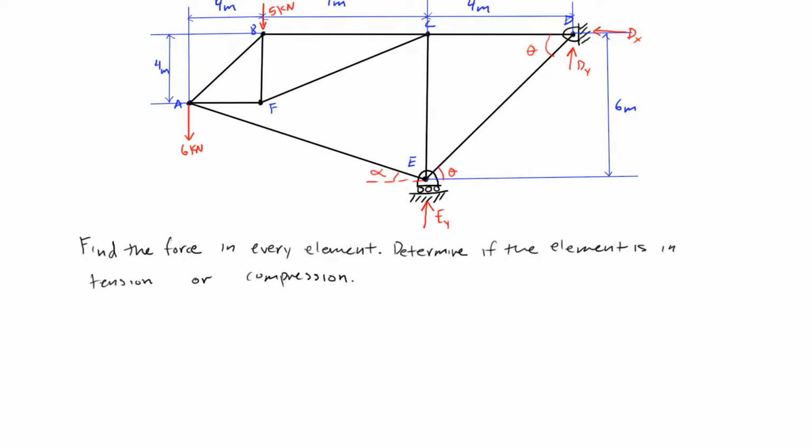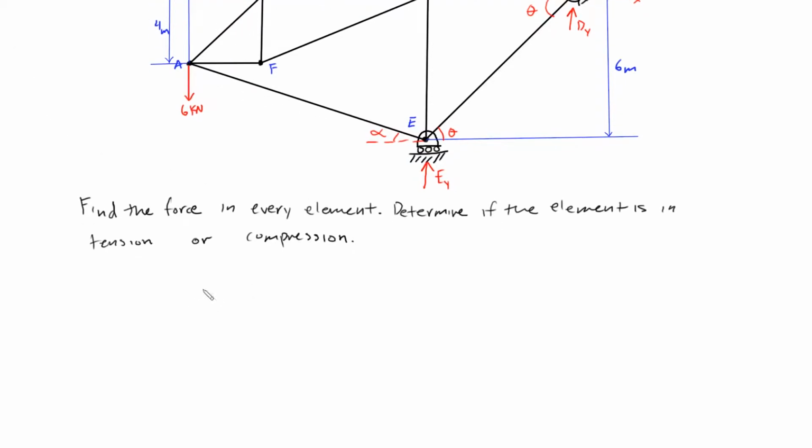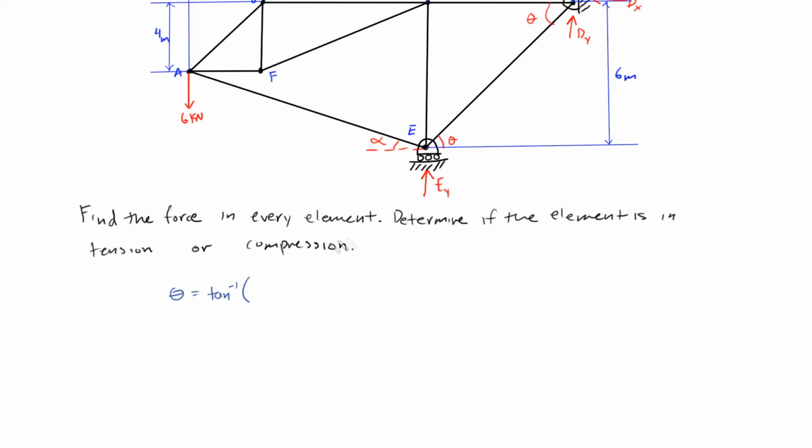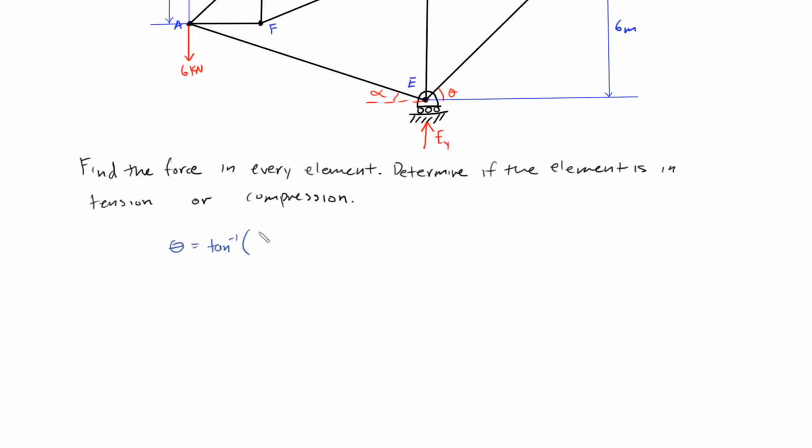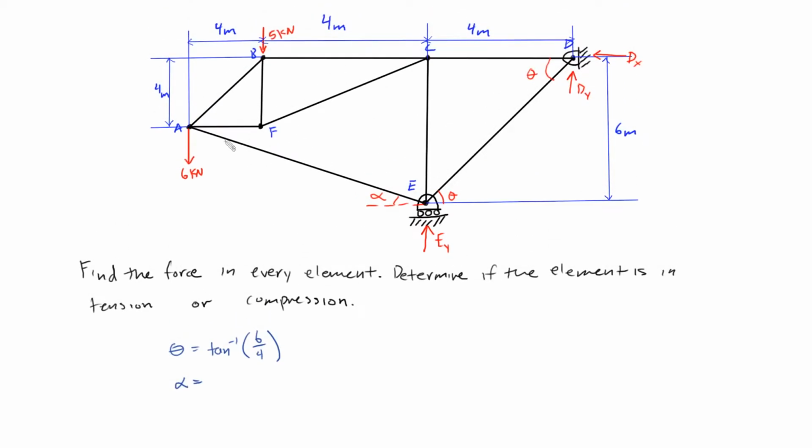So I'm going to start with the angles. We're going to define theta as the tan inverse of opposite over adjacent, which is 6 over 4. And then alpha is going to be the tan inverse. If this is that right triangle, this length right here is going to be 6 minus 4, so that's 2. So that's going to be 2 divided by the adjacent, which is this length, 8.